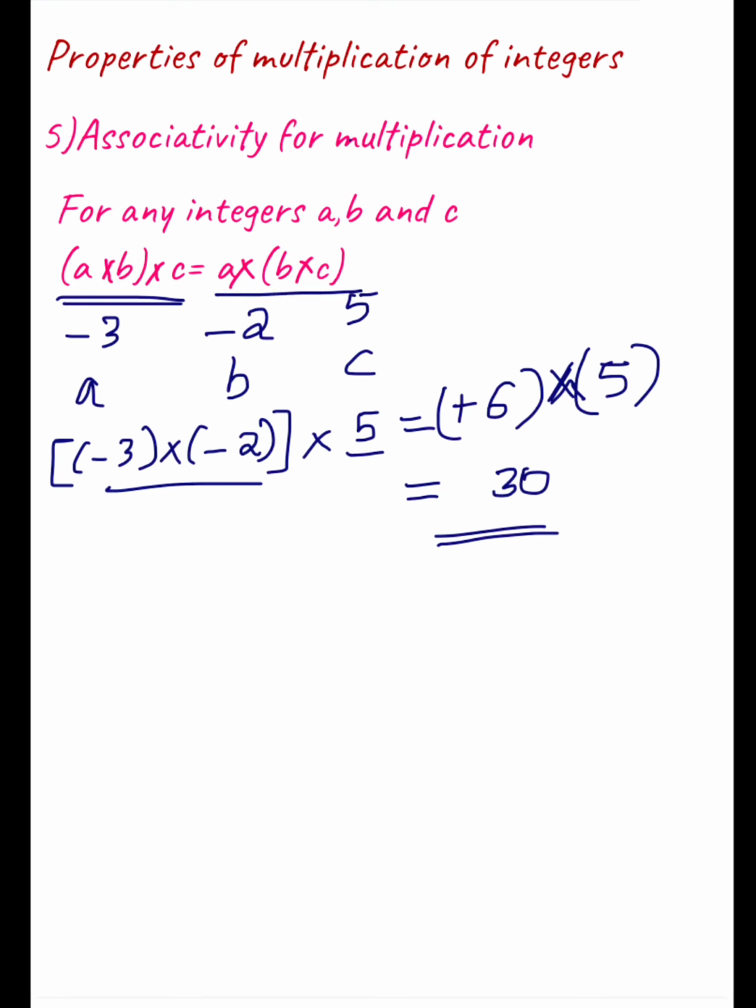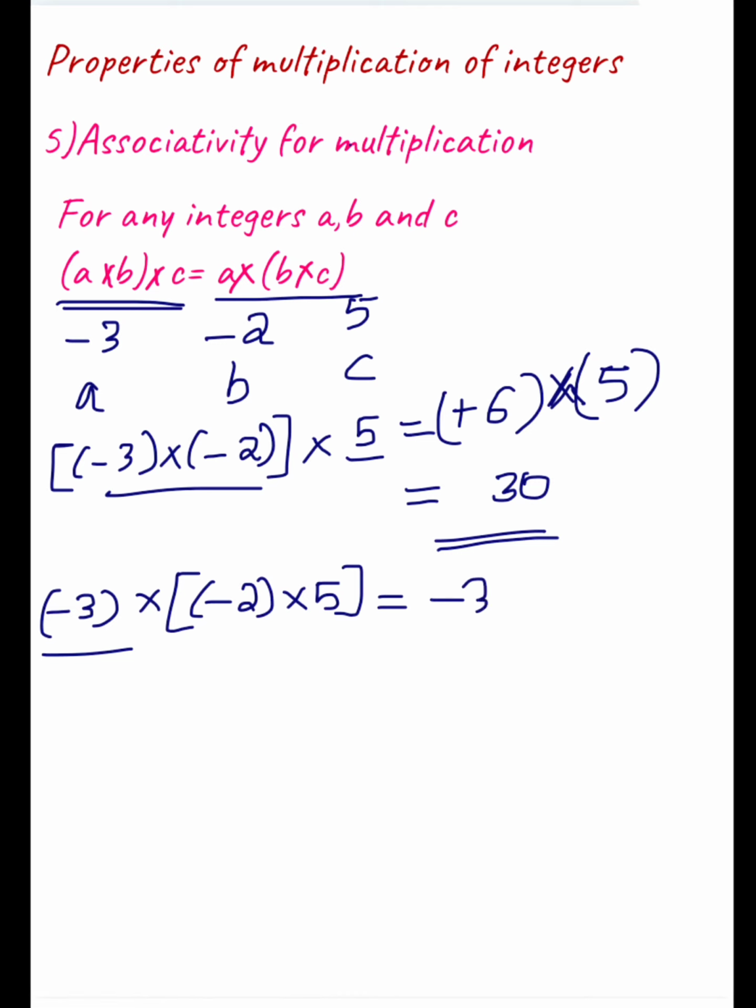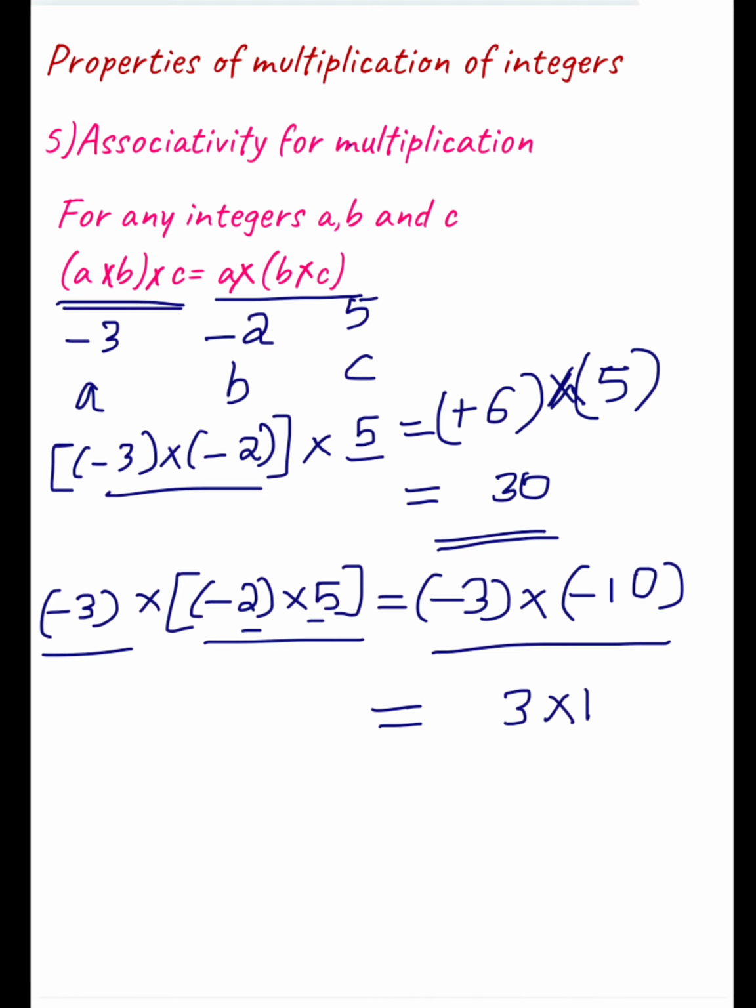Now let's do the next part, that is A × (B × C). What is A here? Minus 3. Minus 3 into, what is B × C? Minus 2 into 5. So minus 3 you write as it is. Then into, what is next? Minus 2 into 5. That is multiplication of a negative integer with a positive integer, so you multiply them as whole numbers and put the negative sign. That is 2 into 5, that is 10, and put the negative sign means minus 10. So you got minus 3 into minus 10. What is minus 3 into minus 10? That is 3 into 10, and you put the positive sign because it's the multiplication of two negative integers. So your answer will be plus 30 or 30.